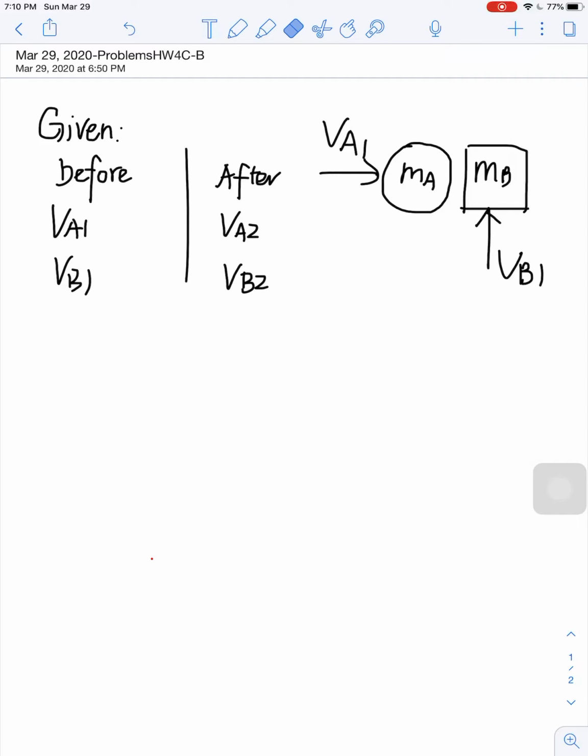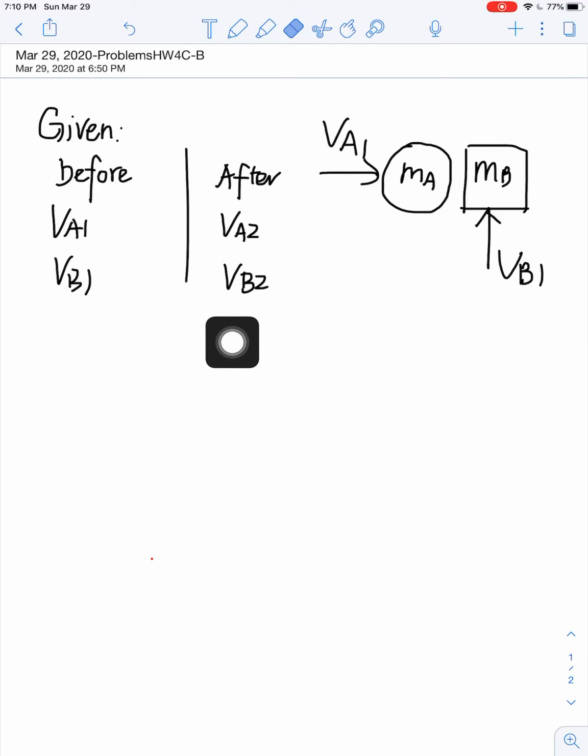Okay, this video is going to help you with solving this problem. And I think some of you may be stuck with this VB2. Since you don't know the direction of VB2 after impact, you may have difficulties solving the rest of the problem. So let's look at this problem together.